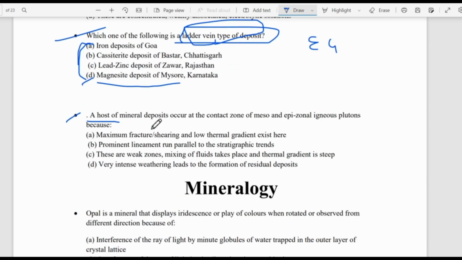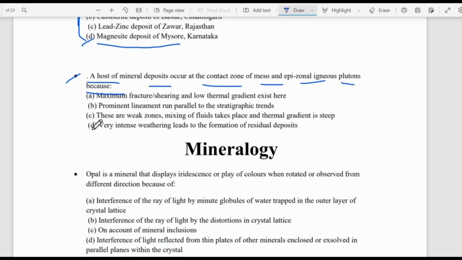Next is, a host of mineral deposits occur at the contact zone of meso and epizonal igneous plutons because they are the weak zone, mixing of fluid takes place and the thermal gradient is steep. Okay.